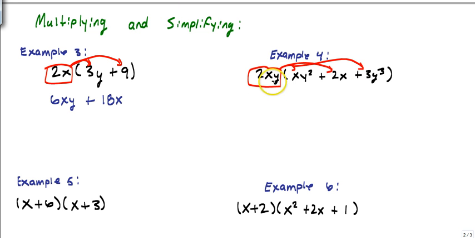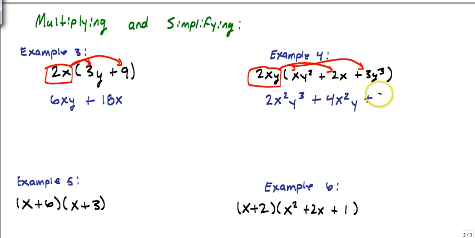So we do 2xy times xy squared. So that's 2, x times x is x squared, y times y squared is y cubed. Plus 2xy times 2x. So 2 times 2 is 4, x times x is x squared, and there's nothing else to multiply there, so it's just y times 1. So that's y. And lastly, I get 2xy times 3y cubed.